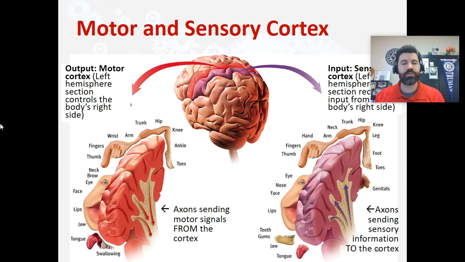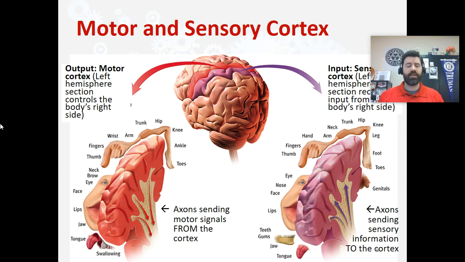Don't be confused. The motor cortex is not made up of motor neurons. Motor neurons are all over your arms and your legs, and they allow you to move around and dance around. The motor cortex is made up of interneurons, right? Interneurons make up our brain. So the motor cortex sends information to the motor neurons to move around.